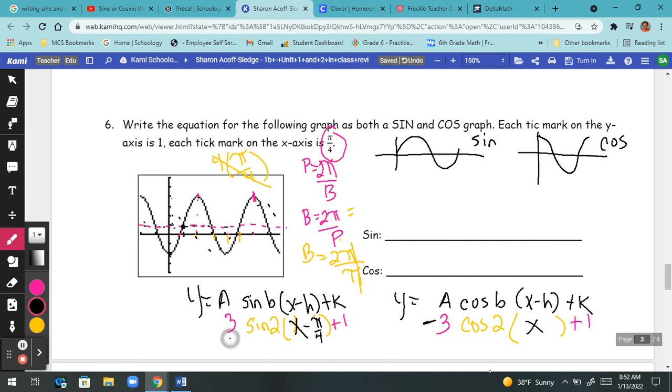So my sine is 3 sine of 2 times x minus pi over 4, plus 1, and then my cosine is minus 3 cosine 2x plus 1. All right, hope that makes sense.